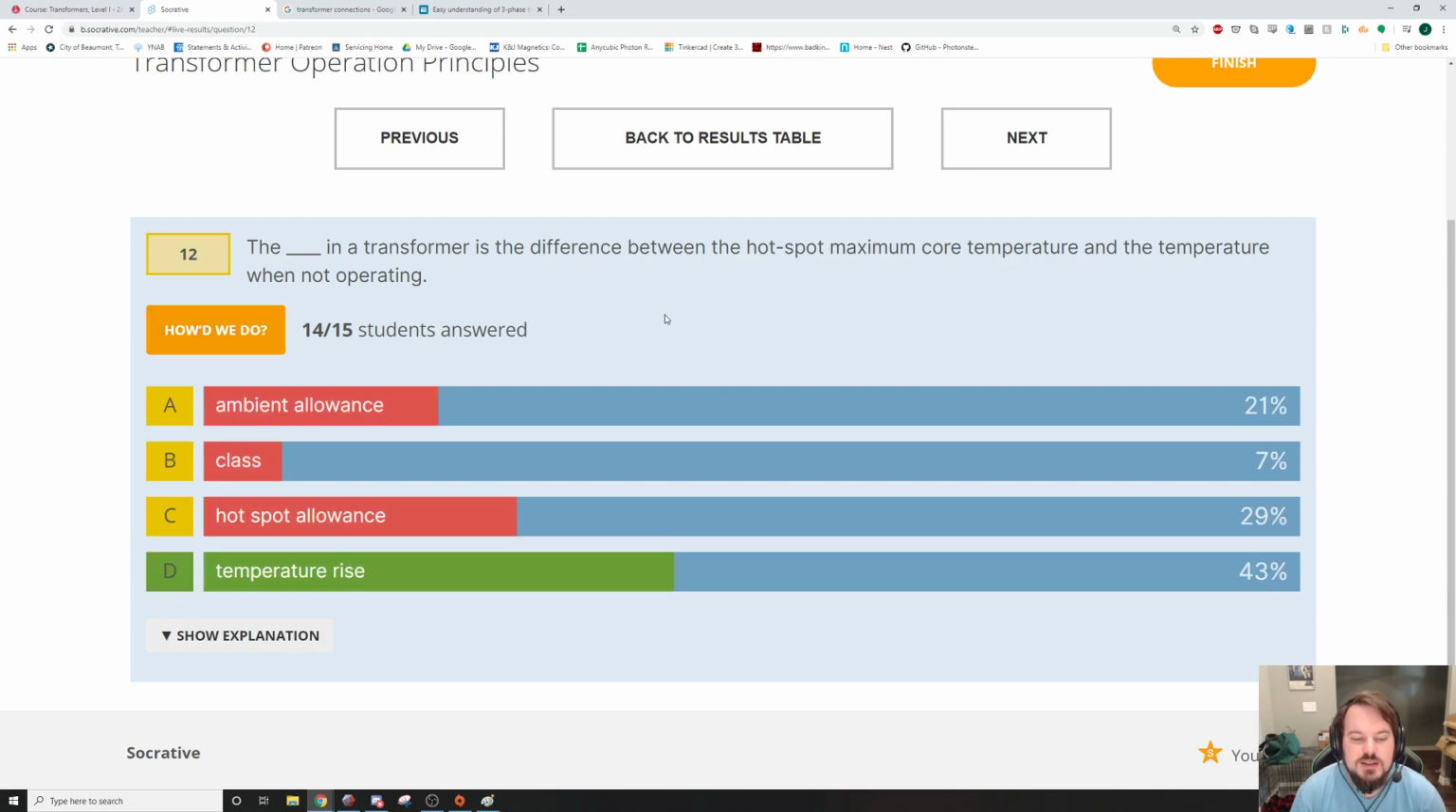The temperature rise is the difference between a hotspot maximum core temperature and the temperature when not operating. That's the hottest temperature that it has versus the lowest temperature is temperature rise.